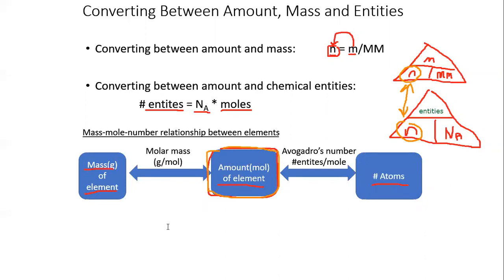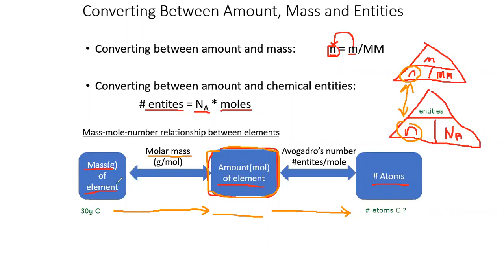So let's say, for example, we have 30 grams of carbon, and we want to know how many atoms of carbon we have. So in order to do this, our first stop is to find the moles of carbon. And then once we find the moles of carbon, we can go on to find the number of atoms of carbon. Now to find the moles of carbon, you see here molar mass is our ticket.